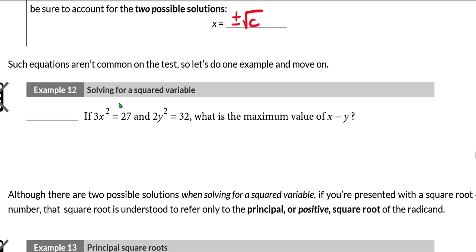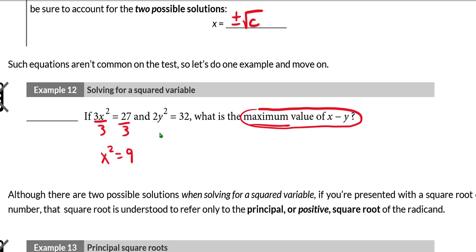Example 12, might want to pause the video and try this on your own. So 3x squared equals 27, 2y squared equals 32. They want the maximum value of x minus y. I'm going to divide both sides of this first equation by 3. I'm going to get x squared equals 9. I am going to finish this out by square rooting both sides, and what happens is I get x equals plus or minus 3. In the second equation, I'm going to divide by 2. I get y squared equals 16. Square root, y is going to be plus or minus 4.